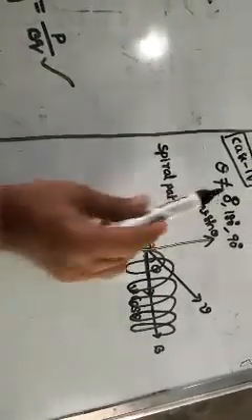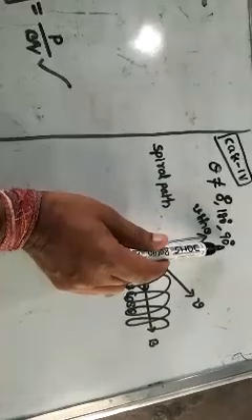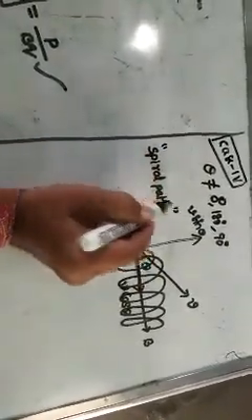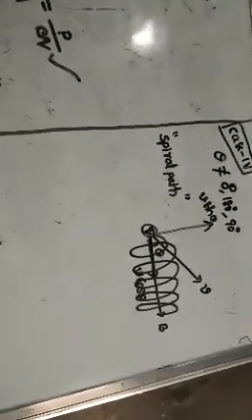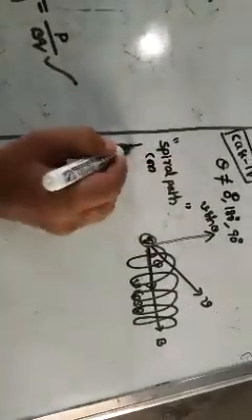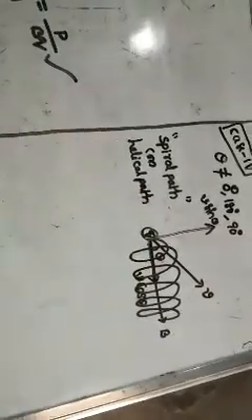So once again, if the angle is 0 or 180, the path is a straight line. If the angle is 90, the path is circular. Other than these three angles, the particle moves in a spiral path. Try to understand, a very interesting point. It is also called a helical path, helix. Spiral and helical path are both the same.